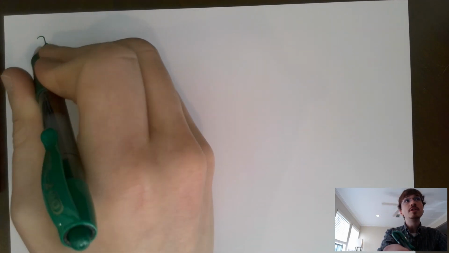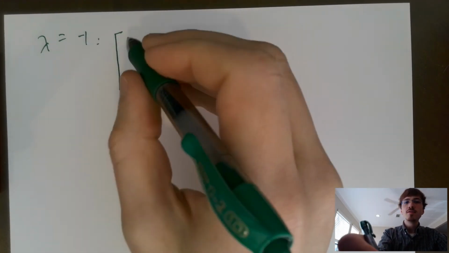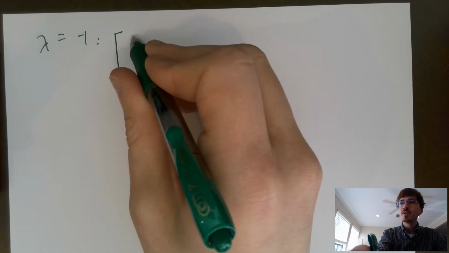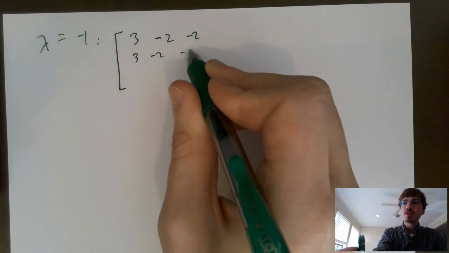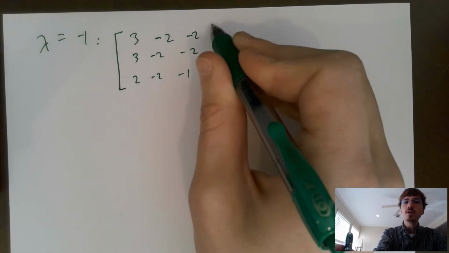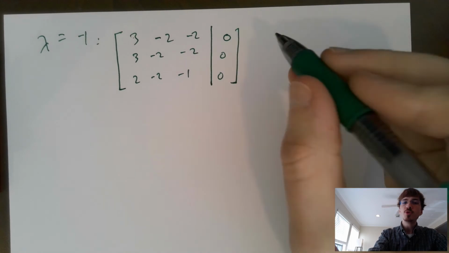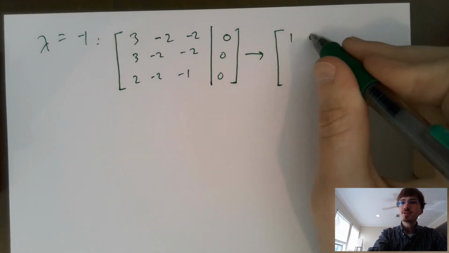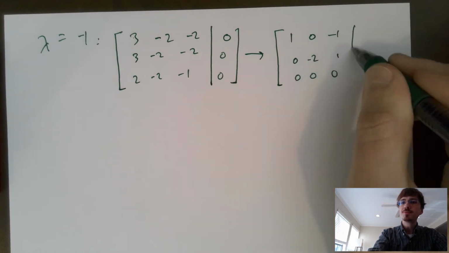What if lambda is equal to negative 1? If lambda is equal to negative 1, then whenever we do A minus lambda I, so we're going to subtract negative 1 on the diagonal, we should get 3, negative 2, negative 2, 3, negative 2, negative 2, 2, negative 2, negative 1, augment 0, 0, 0. Perform some row reduction, and it looks like you get 1, 0, negative 1, 0, negative 2, 1, 0, 0, 0.